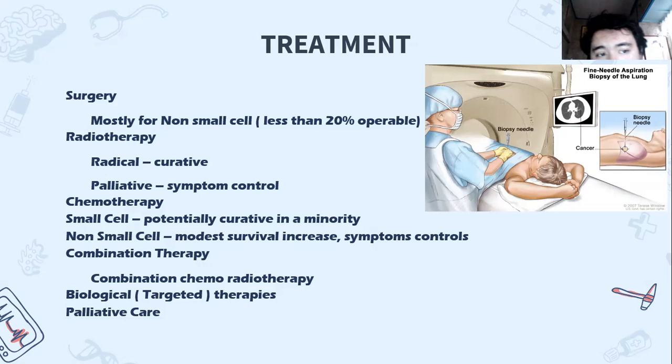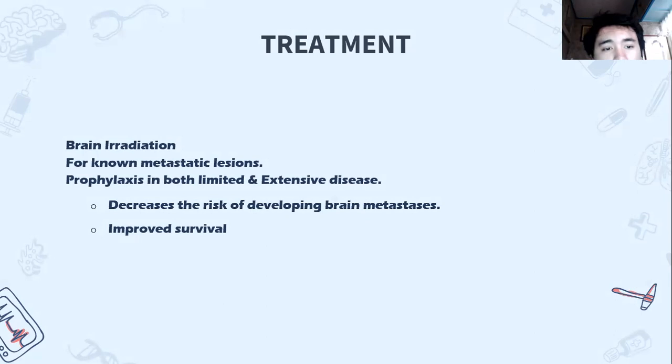So, as I said before: surgery, radiotherapy, chemotherapy. Surgery is mostly for non-small cell, with less than 20% operable. Radiotherapy is radical, curative, or palliative for symptom control. Chemotherapy: small cell is potentially curative in a minority, non-small cell has a modest survival increase, with symptom control. Combination of therapies, as I said about the targeted and laser therapy, and combination of radiotherapy, biological targeted therapies, and palliative care. Brain irradiation for non-metastatic lesions, prophylaxis in both limited and extensive disease, decreases the risk of developing brain metastasis and improves survival.